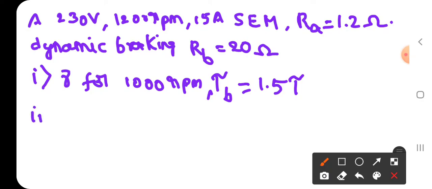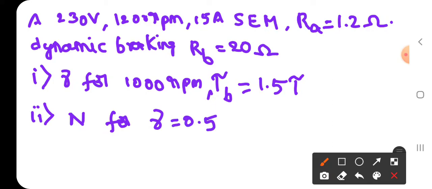Second one, what will be the motor speed for duty ratio 0.5 and motor torque is equal to rated torque?